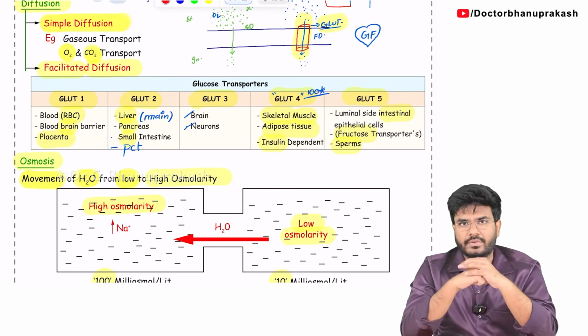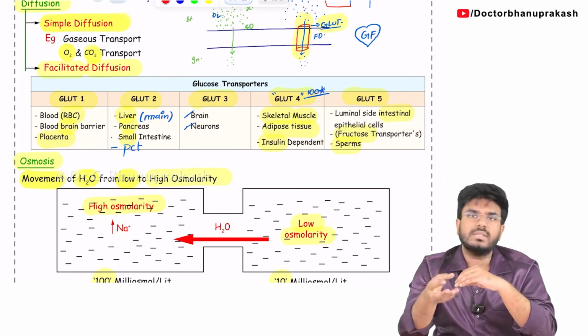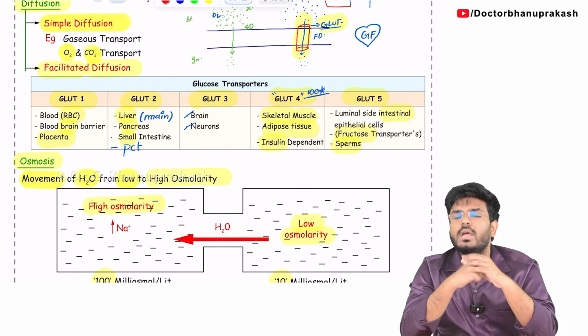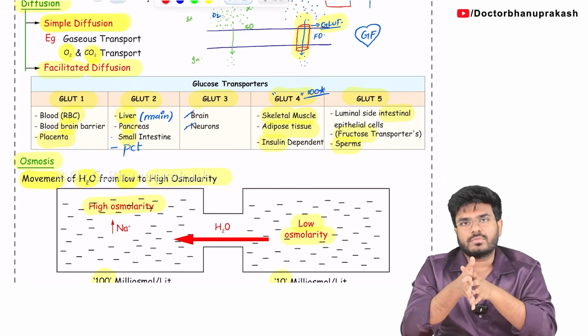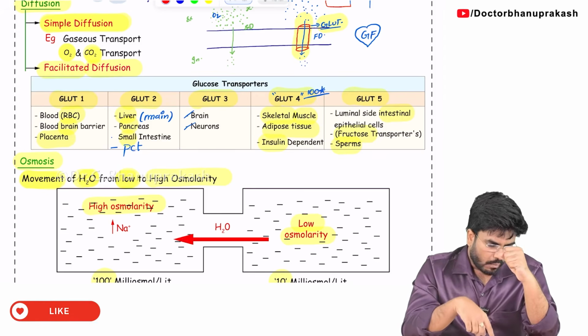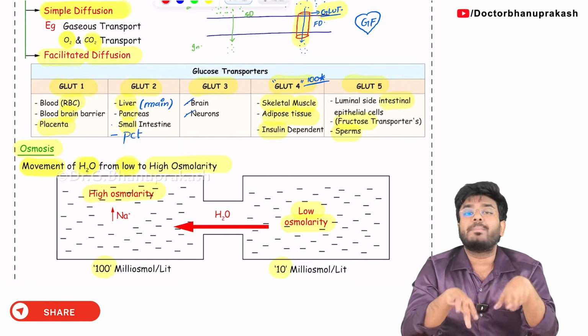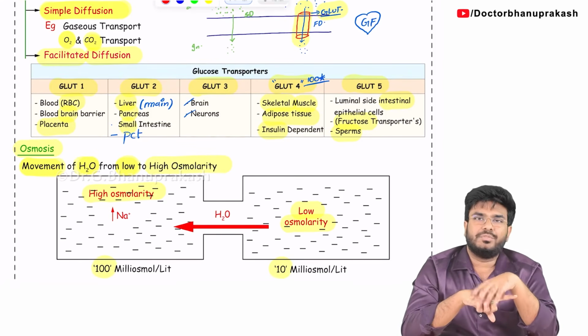And water movement occurs via osmosis, from low osmolarity towards high osmolarity. Osmolarity depends on the solutes. The more the number of solutes, the more osmolarity; the fewer the solutes, the less osmolarity. So, with this, we have also completed passive transport, that is diffusion and osmosis.